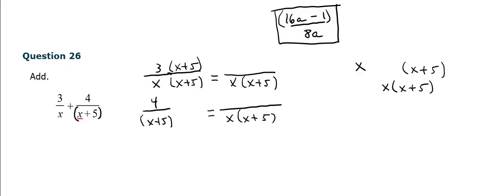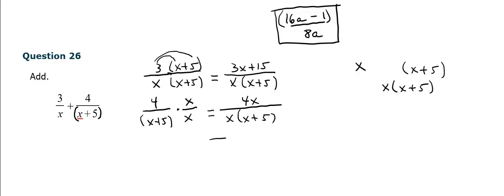And now I distribute the 3 times the x plus 5 in the numerator. So that gives me 3x plus 15 over x times x plus 5. Now for the second one, I have a denominator of x plus 5, and my common denominator is x times x plus 5, so I'm missing that factor of x. So I multiply numerator and denominator by that missing factor. So 4 times x is 4x.